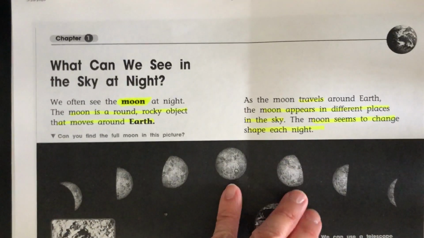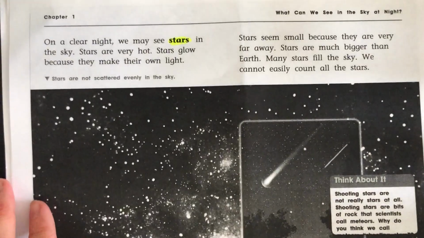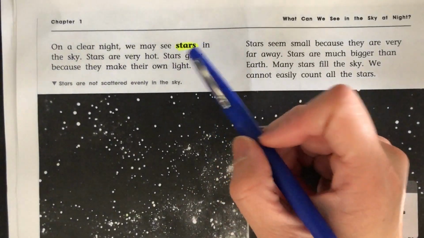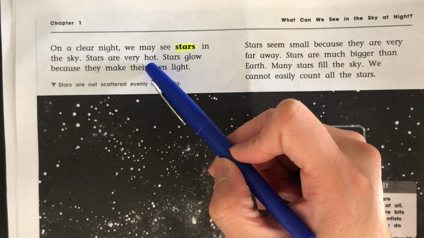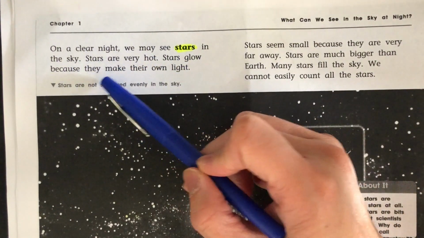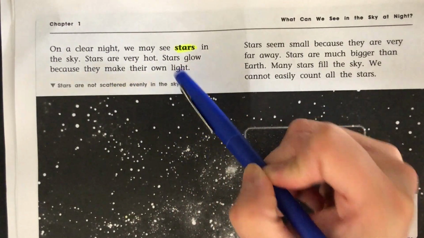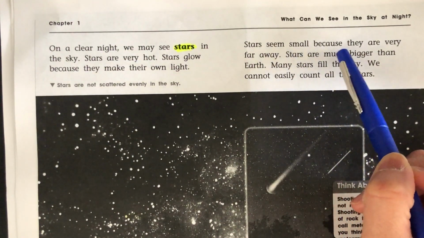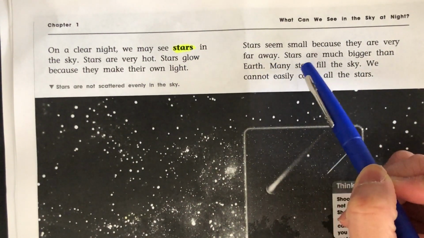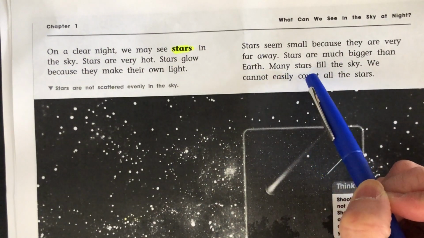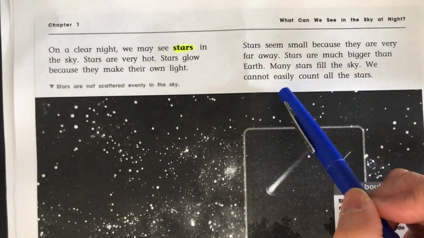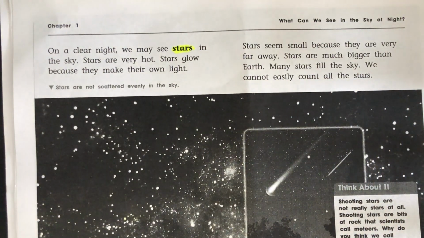On a clear night, we may see stars in the sky. Stars are very hot. Stars glow because they make their own light. Stars seem small because they are very far away. Stars are much bigger than Earth. Many stars fill the sky. We cannot easily count all the stars.